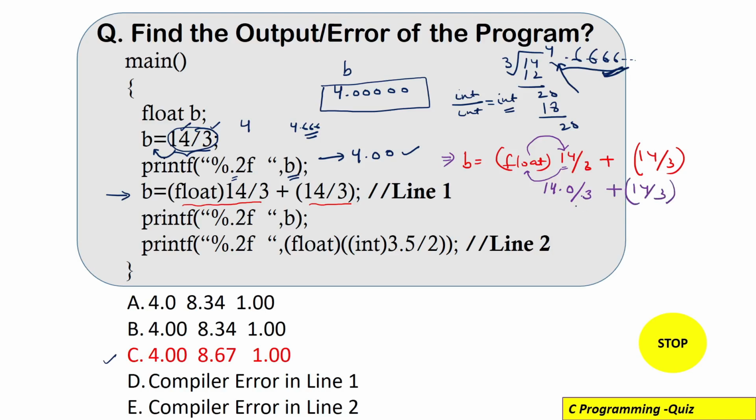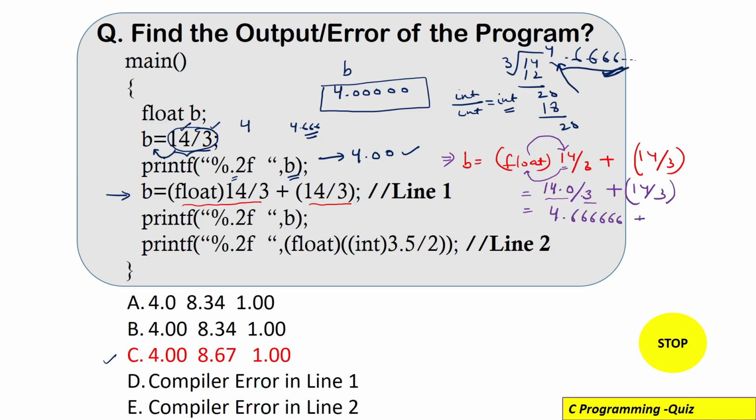Now you have to solve this question. So in this 14.0 by 3, this numerator is a float type and this is an integer type. So float upon int, that means if any value in the numerator or denominator of this division is of type float, then C language will give me a float type answer. There will be no truncation of the answer after the decimal value. So here I will get 4.66 as such.